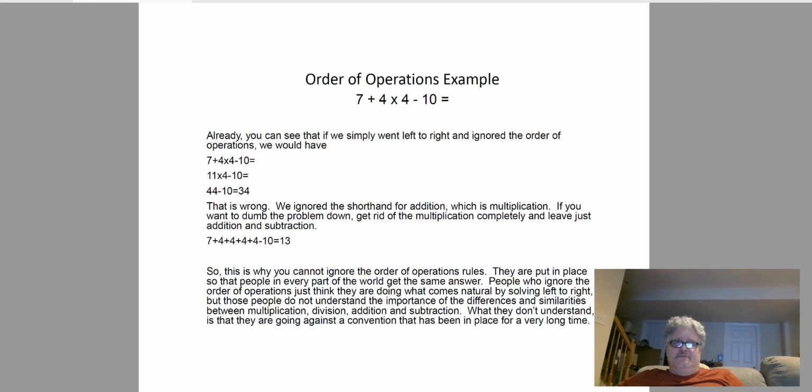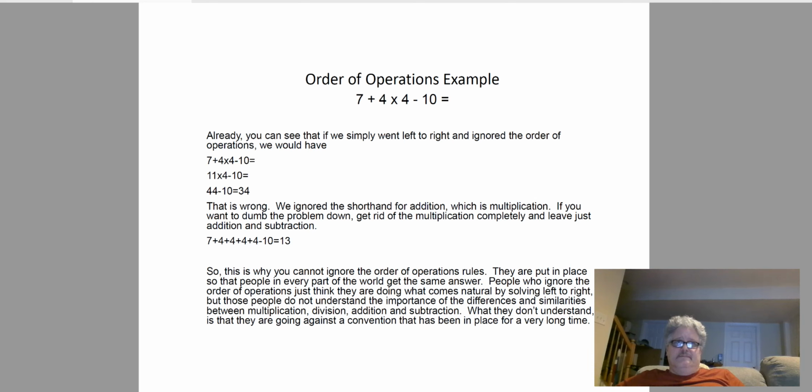So, like I said, if you want to dumb the problem down, get rid of the multiplication and just use addition and subtraction, and you'll end up with 13. So this is really why you can't ignore the order of operations rules. They're put in, or convention, I should say. It's a convention that's been agreed upon. I mean, this all got started back in the 16th century. So it's nothing new. It's not common core. It's not new math. It's none of that. This has been around for a very long time. I can pull out textbooks from the 1800s, early 1900s, and this still applies.